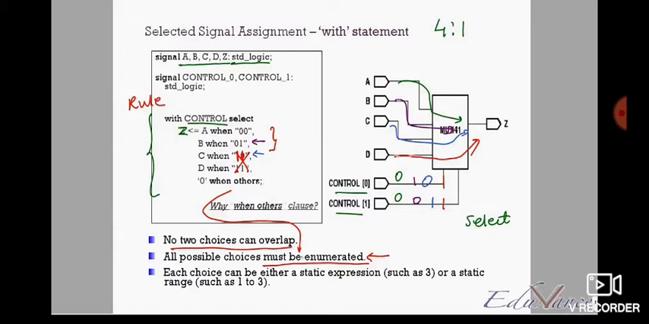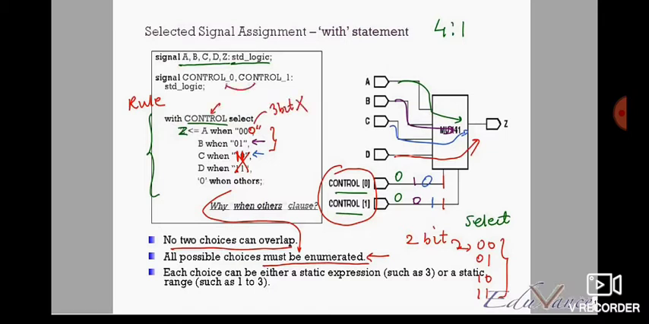And they must be in a range that can be represented by this control line. So for example, control is a 2-bit representation, so it will go from 0, 0, 0, 1, 1, 0, 1, 1. You cannot write Z is A when control is 0, 0, 0. This will be 3 bits and it is not acceptable because your control is just 2 bits. So I hope these few rules are clear.